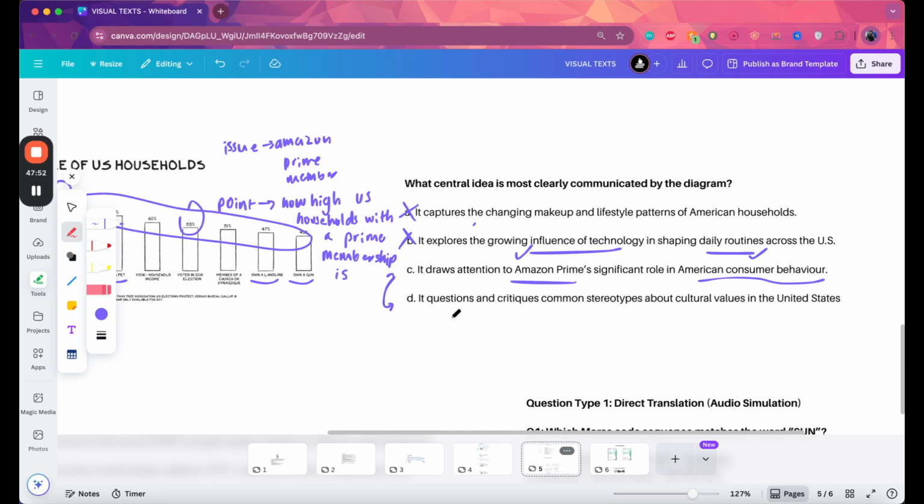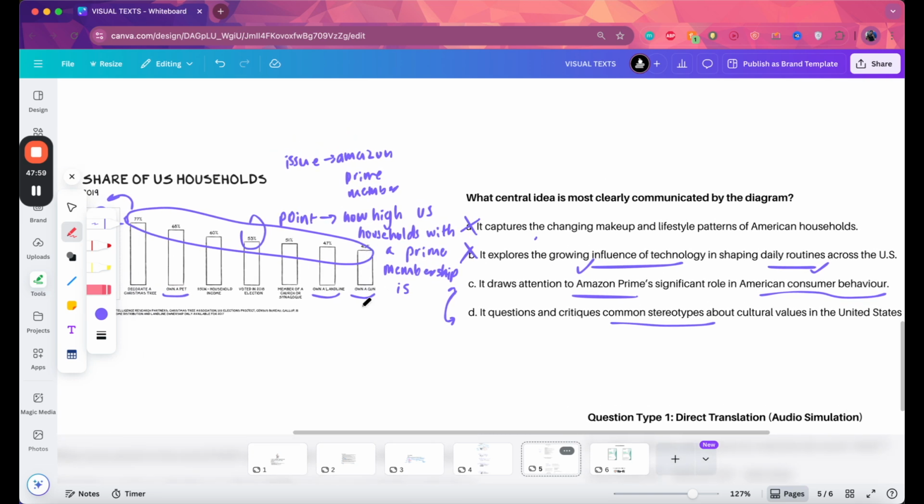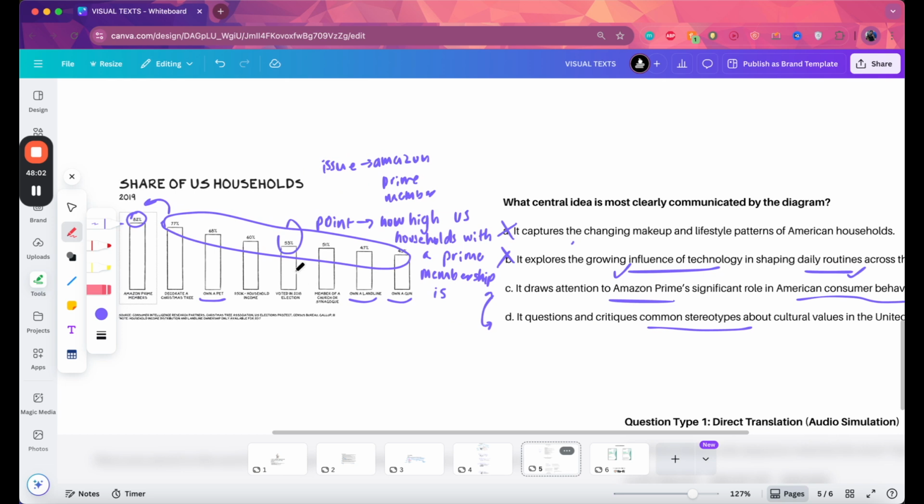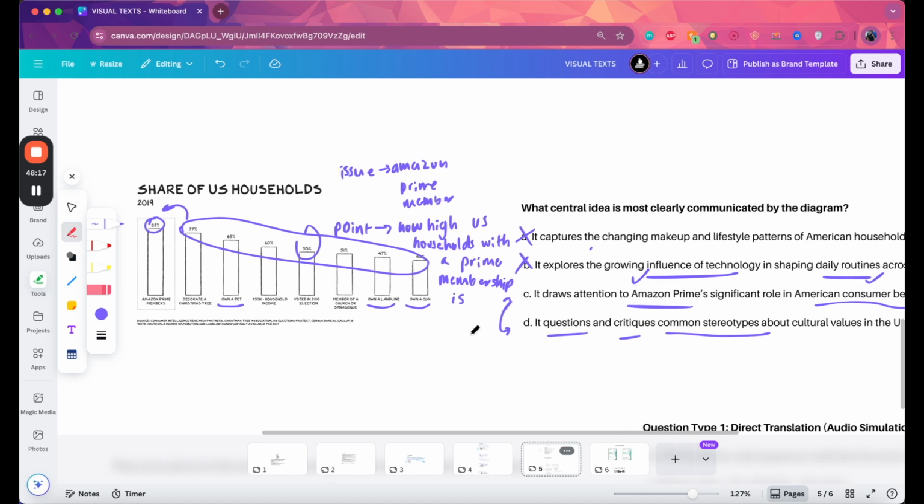But for D, it questions and critiques common stereotypes about cultural values in the United States. Now, common stereotypes, I see that with the gun ownership and with voting, but that's me bringing in bias. I feel like that's just me bringing in bias to say, okay, well, people think that Americans own guns, but that is just a bias. And questions and critiques, I'm not sure if just me having this column graph here next to these other column graphs for all these other things is really questioning and critiquing it.